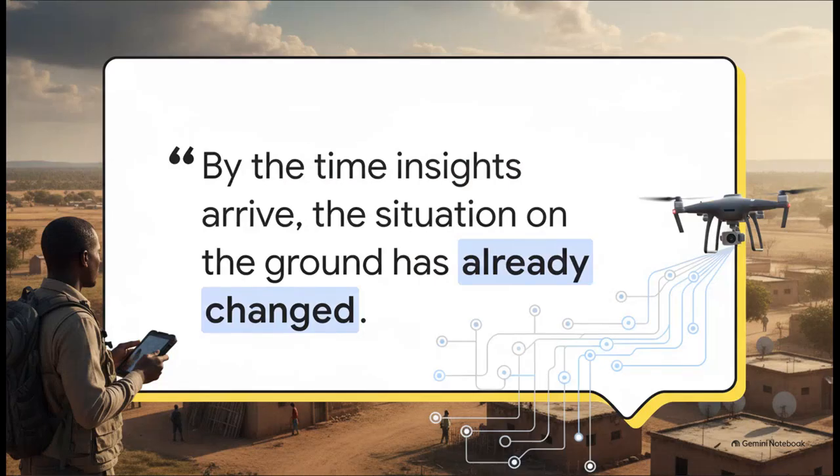So I want to leave you with this final, really powerful thought. By the time insights arrive, the situation on the ground has already changed. Are you making decisions while they still matter? It's so true, right? If your data takes weeks to process, you're essentially acting on the past. GadaInfo is a brilliant way to bring those remote operations securely into the present.